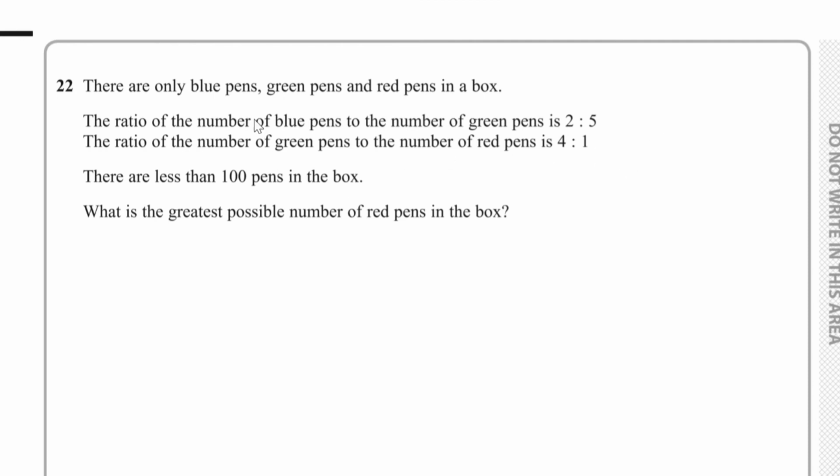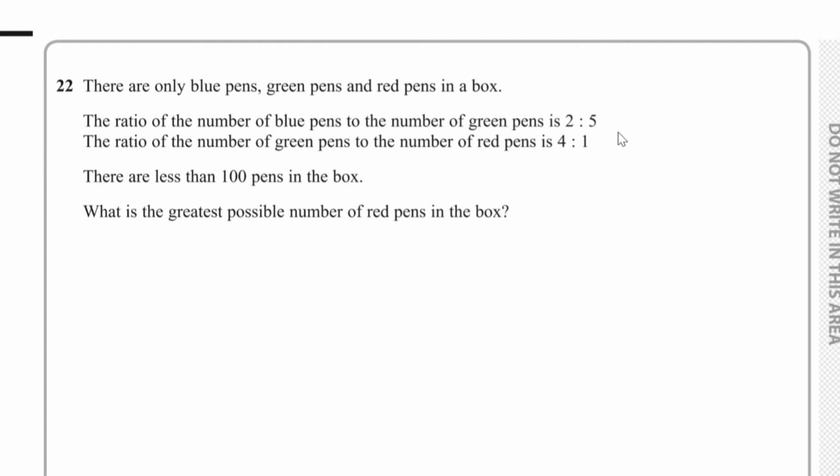Question number 22. There are only blue pens, green pens, and red pens in a box. The ratio of the number of blue pens to the number of green pens is 2 to 5. The ratio of the number of green pens to the number of red pens is 4 to 1. There are less than 100 pens in the box. What is the greatest possible number of red pens in the box?